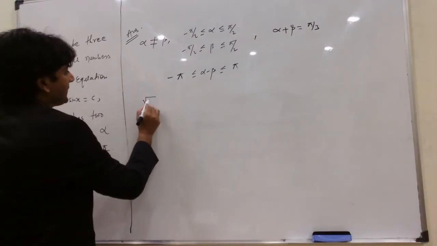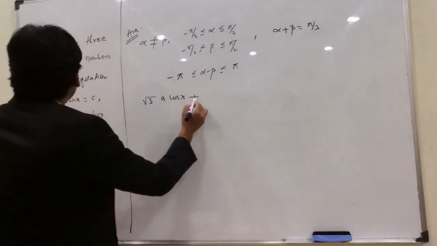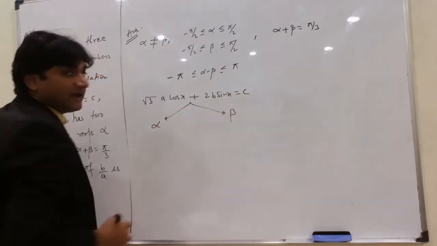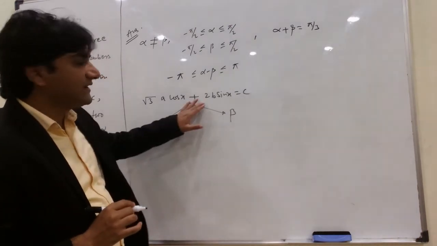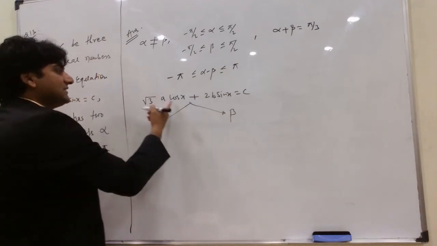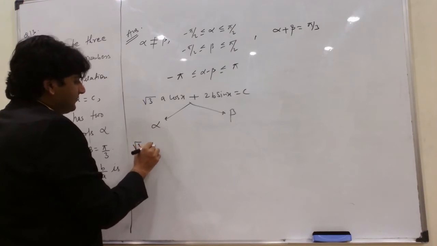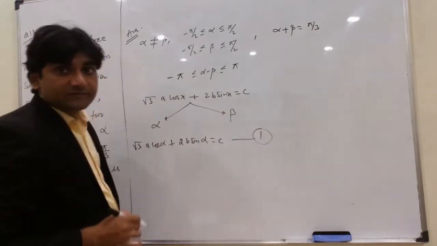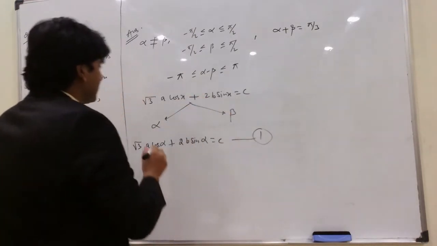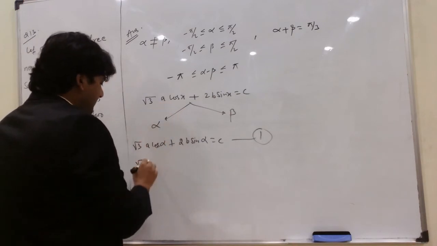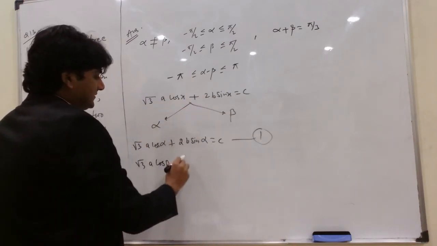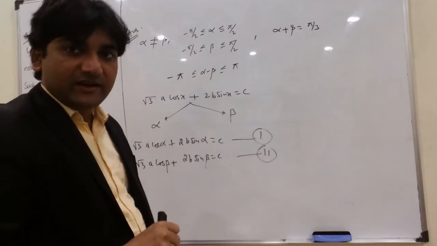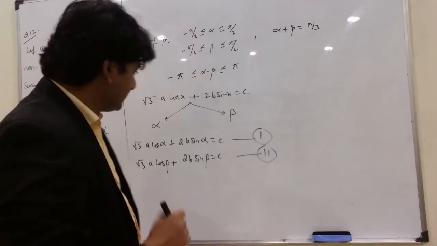One more information we have, root 3 a cos x plus 2b sin x equal to c, having roots alpha and beta. Alpha and beta are the two roots of this equation. It means alpha will satisfy this as well as beta will satisfy this. So when alpha will satisfy this, then you will have root 3a cos alpha plus 2b sin alpha equal to c. This is my first equation. Now beta will also satisfy this. Then you will have root 3a cos beta plus 2b sin beta equal to c. This is my second equation. Okay. So if I observe first equation and second equation, those two are equal to c. So I can equate these two equations.